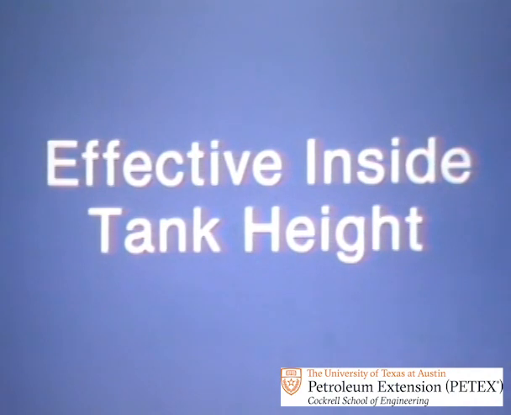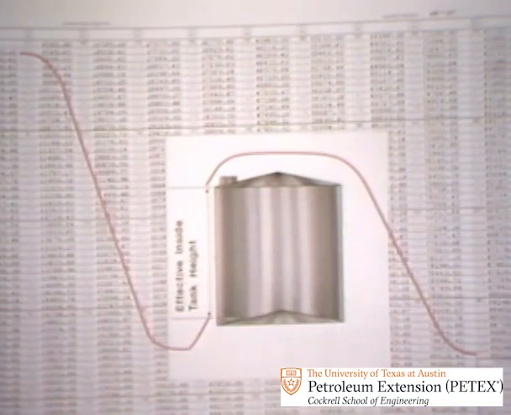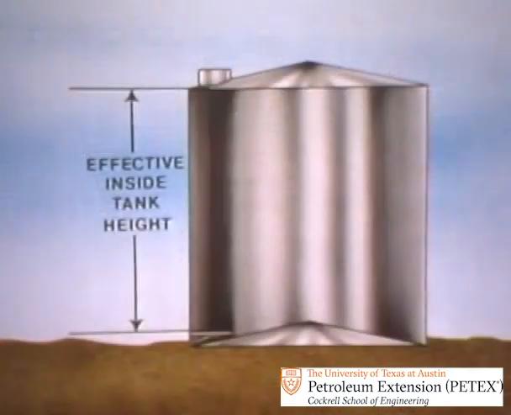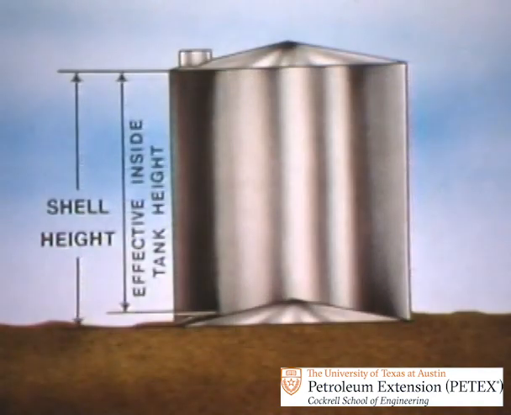Next measure for the crew is effective inside tank height. This is important because effective inside tank height defines the upper and lower limits of the capacity table. Effective inside tank height is the distance from the gauge point on the tank floor, or datum plate, to the top of the top angle, or where the tank contents would begin to overflow. This height must be measured on the gauge path. Notice that effective inside tank height is not the same as the shell height. That's because the tank floor is not flat.